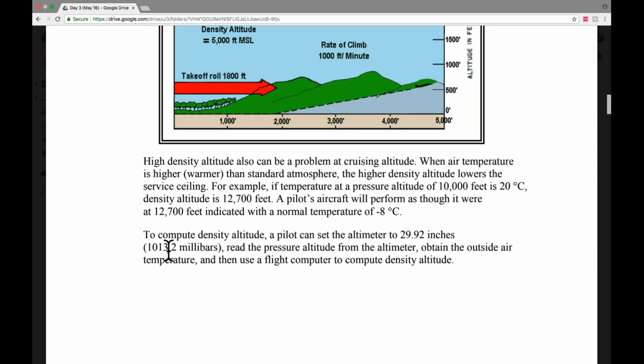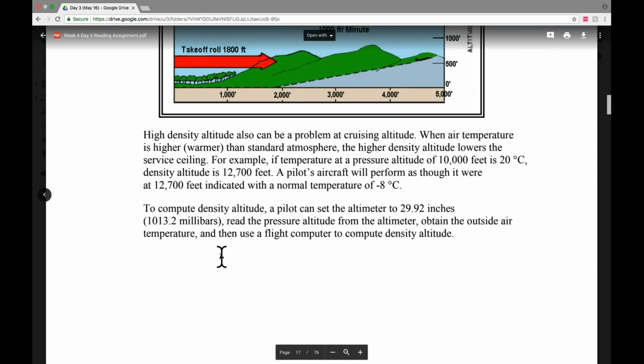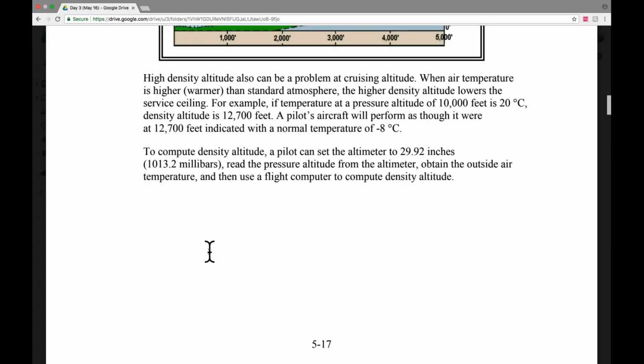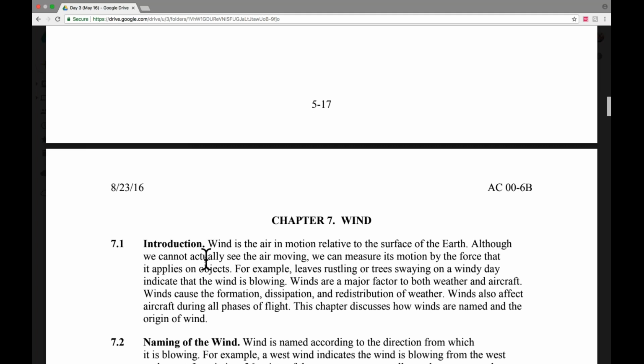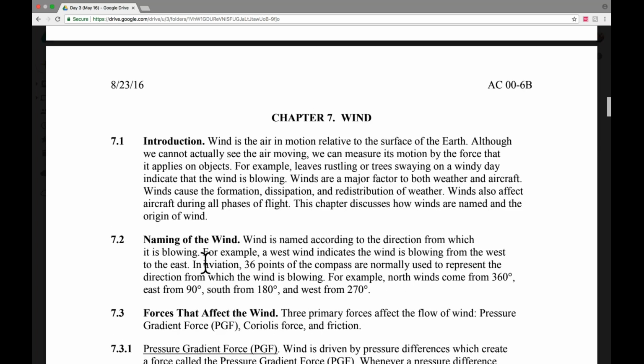To compute density altitude, a pilot can set his altimeter to 29.92, read the pressure altitude from the altimeter, and then obtain outside temperature and use a flight computer to compute density altitude. All of which we don't really care about because we don't sit in the cockpit.